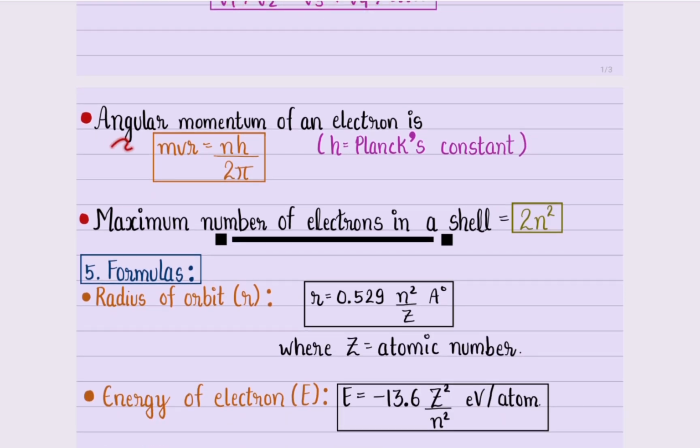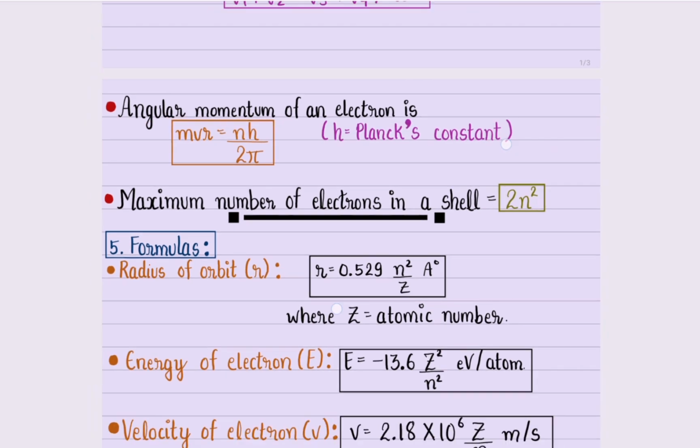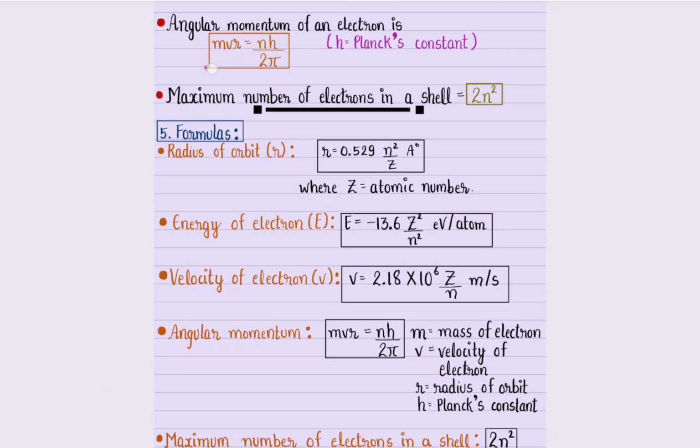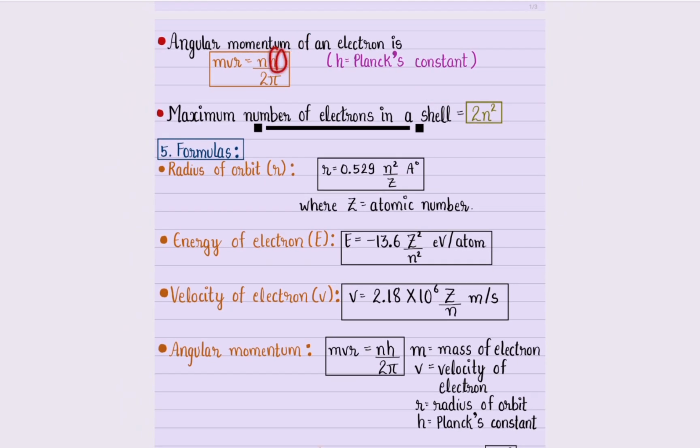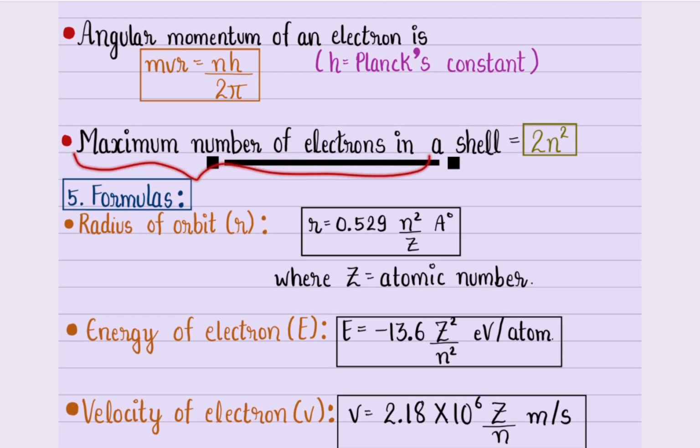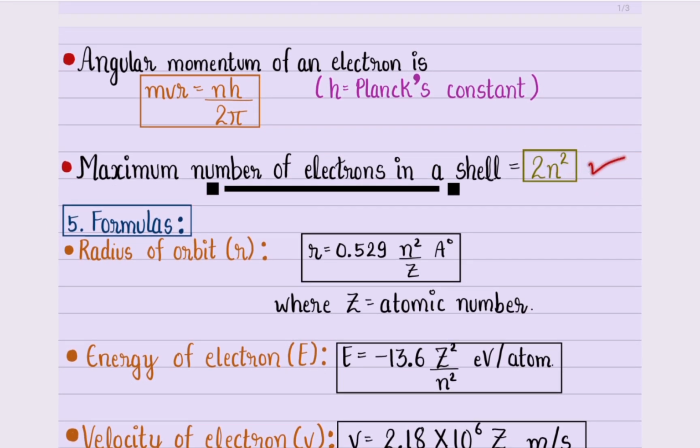The next point is angular momentum of an electron. The formula for it is mvr = nh/2π, where m is the mass of the electron, v is the velocity of the electron, h is Planck's constant, and r is the radius of orbit. The last point is that the maximum number of electrons in a shell is 2n². To find the maximum number of electrons in a shell, there is a formula 2n².